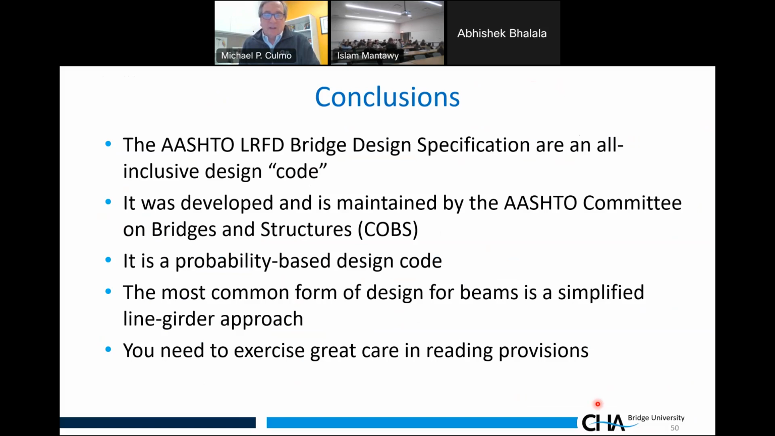The key thing to understand: the most common form of design for beams is a simplified line girder approach using live load distribution factors. We do not do 3D analysis for every bridge. We do it for special bridges. And lastly, you just need to exercise really great care in reading the provisions in the code and the specification, because words matter, and not all provisions are properly written, and some things are difficult to read.